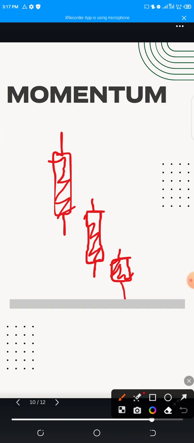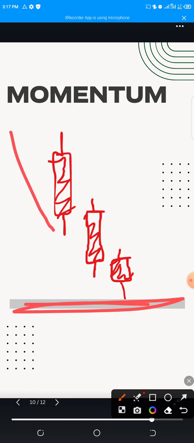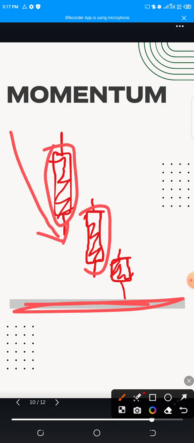So as you can see, this is a support level over here, and price has been selling, but this is a big candlestick, then it reduces its size, then reduces its size. What this means is that sellers are losing momentum, and this is now happening at a support level, which is a key level, which means the next move you should be watching for is to enter for a buy, because sellers are losing momentum.